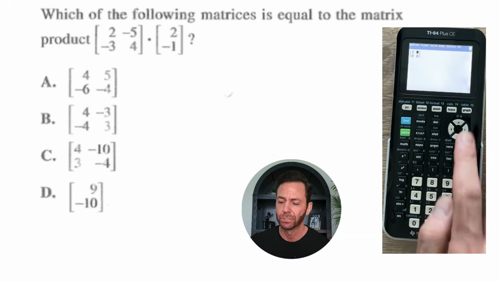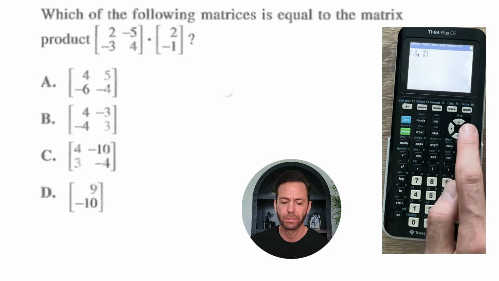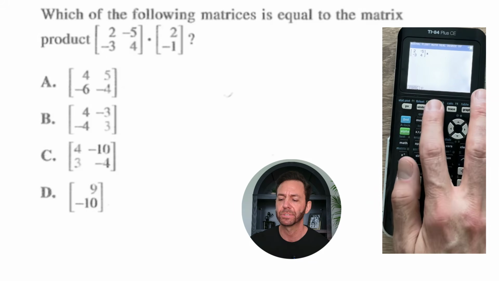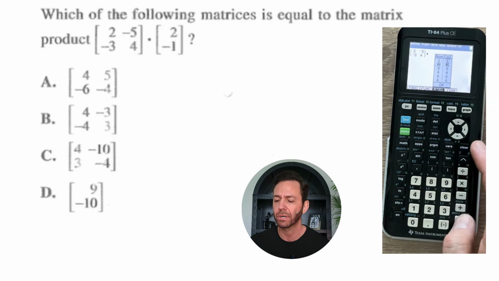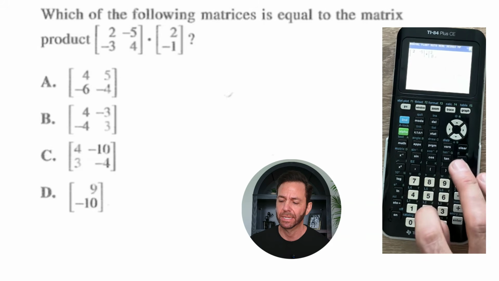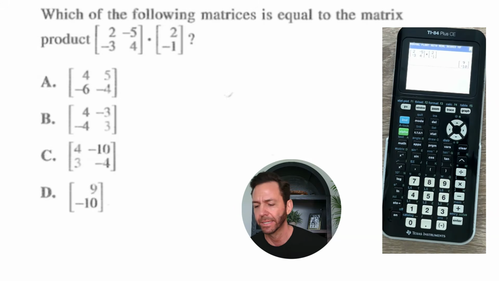So I'm just going to type in 2, -5, -3, 4, times. And then I'm just going to hit alpha zoom again. But the second one has 2 rows and 1 column only. So I'm going to change it to that. And then enter that, 2, -1. And instantly it tells me that it's 9, -10. So the answer would be D here.